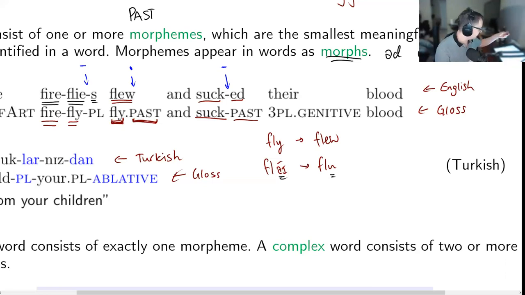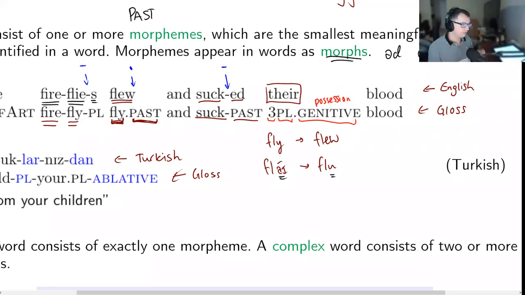And then finally, if we take a look at, say, "their" blood, there's a lot of information being conveyed here. So it's third person. This interpretation is plural. It could be singular, but this interpretation is plural. And it's got this case called genitive case, which really just means, like, possession.